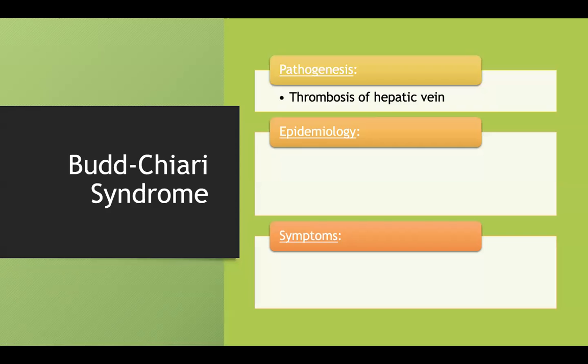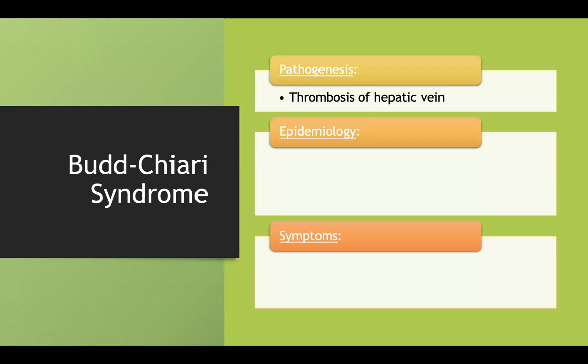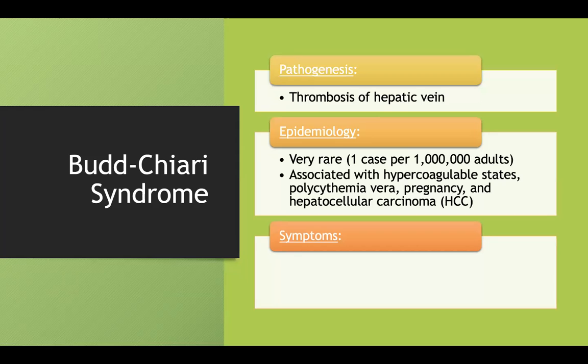So Budd-Chiari syndrome is a thrombosis of the hepatic vein. So if we go back to our diagram, it's going to be a thrombus forming in this region here. And this is a very rare case. It happens in about 1 out of every million people. And it's going to be associated with people who are hypercoagulable already, which makes some sense if it's a thrombosis.